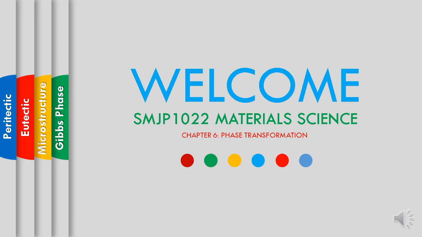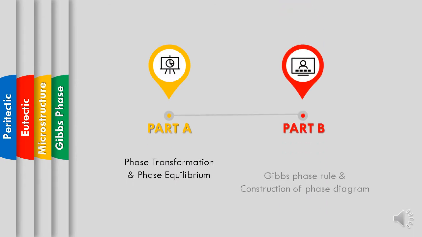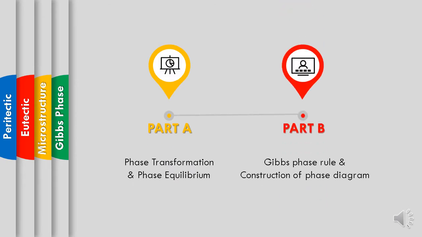Material Science, Chapter 6, Phase Transformation. This is the final chapter, which is in part B. Previously, we already covered part A. So in part B, we will have Gibbs phase rules and construction of phase diagram.